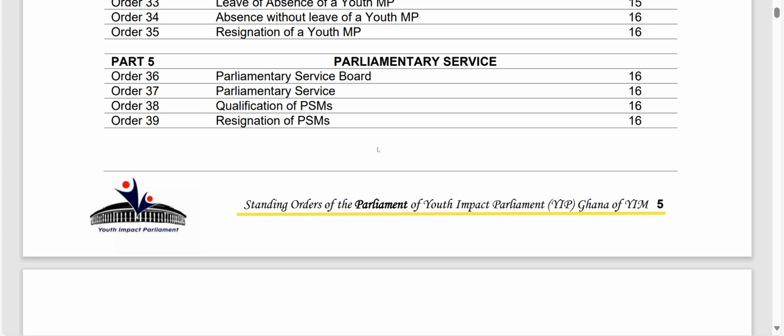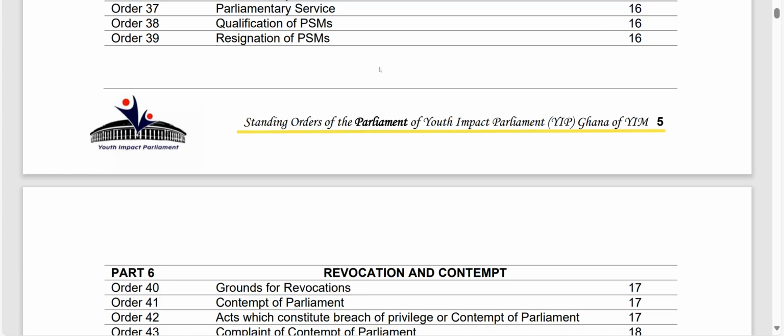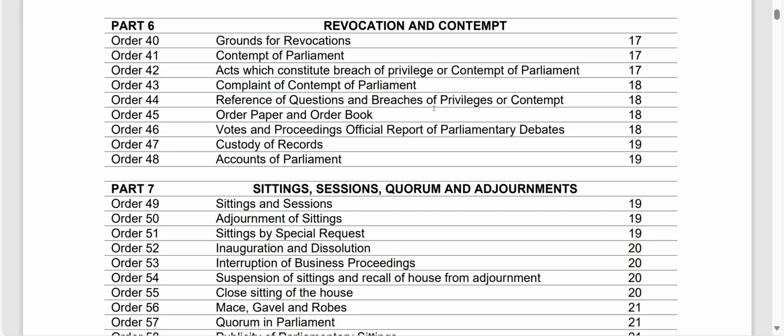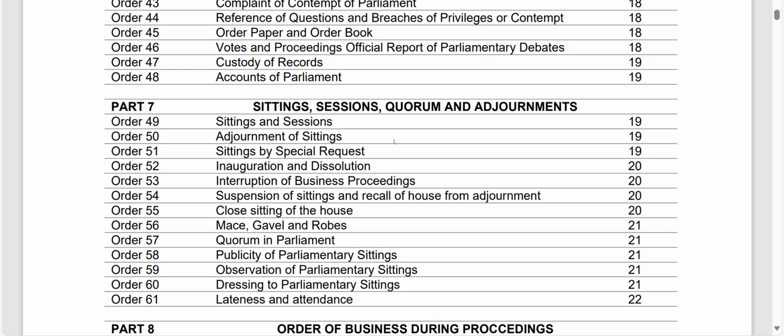So then who is defined as a member, their duties, qualifications, oath, leave of absence, absence without leave, resignation. The next part is parliamentary service. We have a parliamentary service that is made up of the clerks and marshals. So over here, we have the parliamentary service board also, and then the qualifications of PSMs. The next part talks about revocation and contempt. I think that particular one, I wouldn't talk about it so much because I made a presentation on it 2 years ago, and I'll just share the video with you. So it talks about issues of revocation and contempt of Parliament, and they are all here.